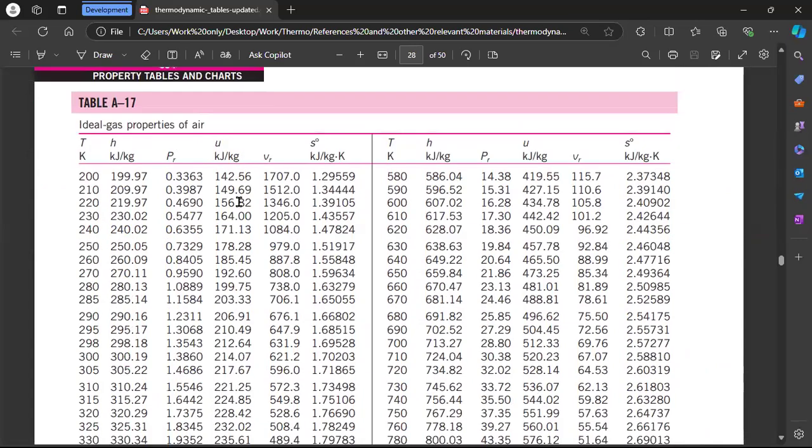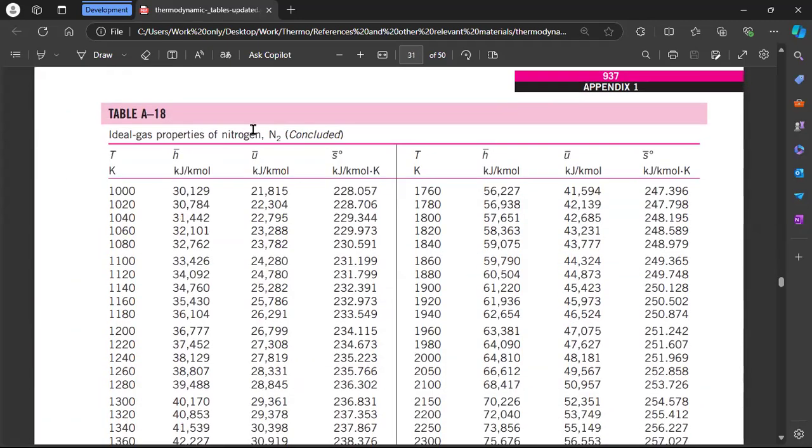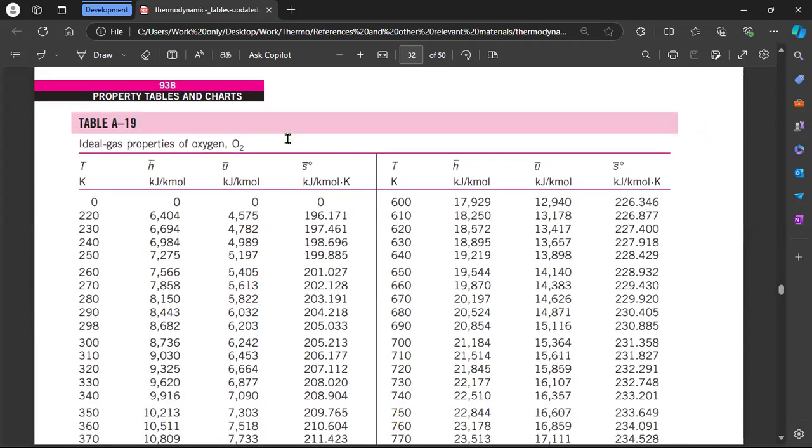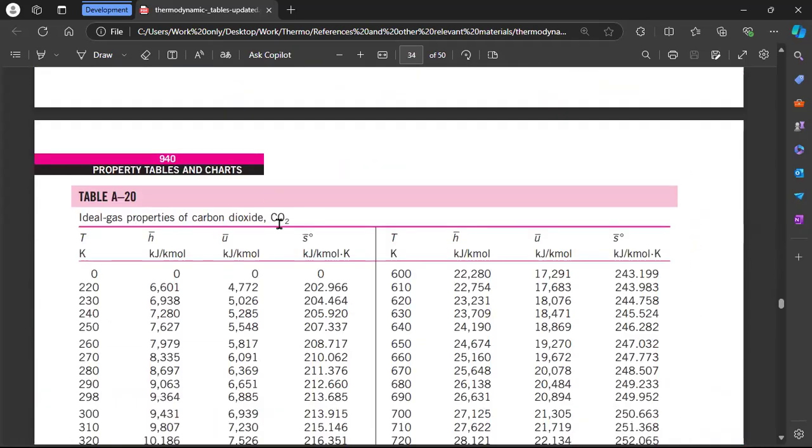So we have tables for air. So we can tell maybe the enthalpy at a particular temperature of air. We can tell the reduced pressure at a particular temperature for air. And we can even have tables for specific components of air, so maybe for nitrogen, for oxygen, for carbon dioxide, right? So we have these different tables that we'll be making use of in the course of the lesson.